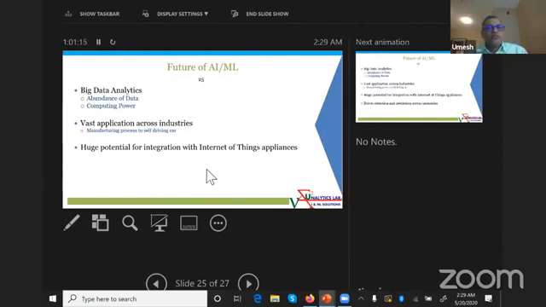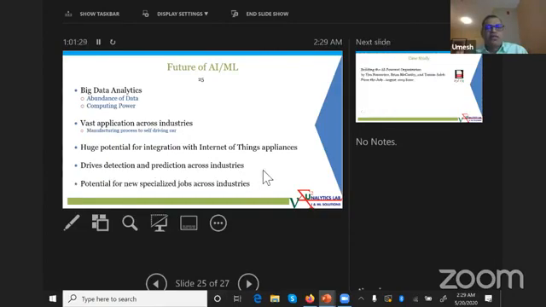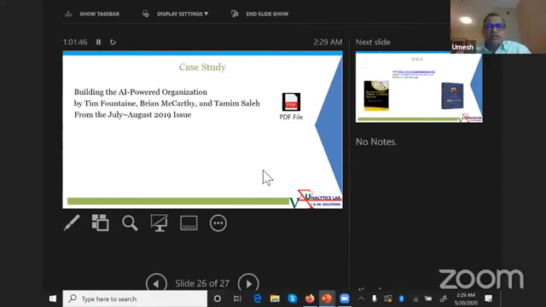So we believe that there is a huge potential for integration with Internet of Things appliances, and for detection and prediction across all the industries you can think of. And of course, I believe there is potential for new specialized jobs across all the industries.